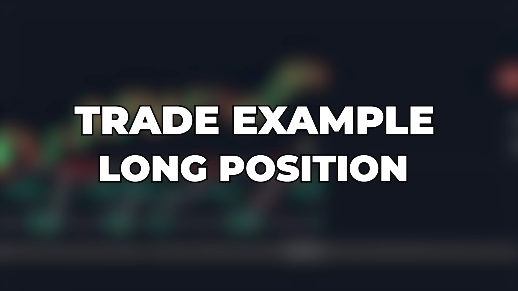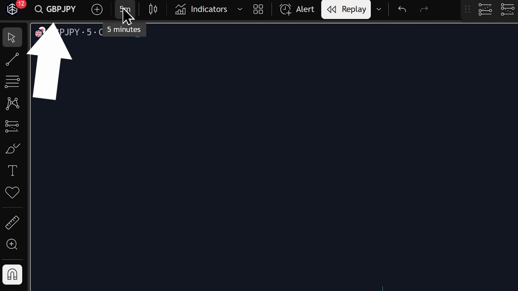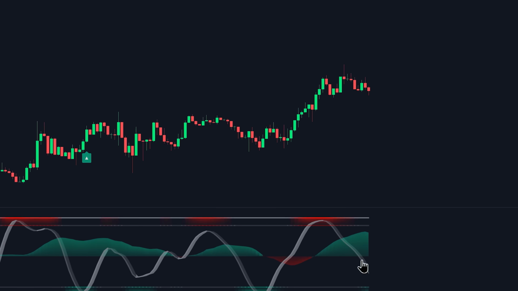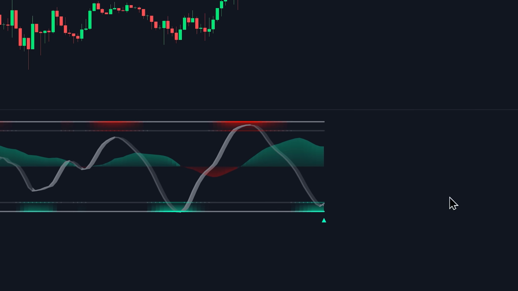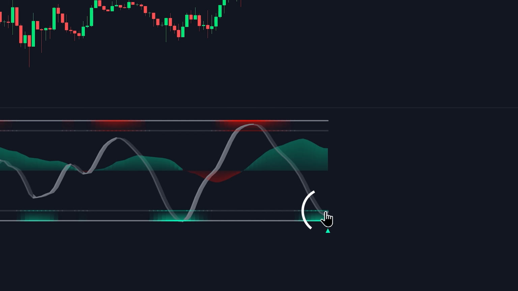For a buy setup on GBPJPY 5 minutes, you want to see the oscillator deep in the negative extreme area first. Ideally, it's below the -2 band, and if it's closer to -2.5, even better, because that tells you the sell-off is getting statistically rare. Then you wait for the short-term oscillator to turn up, meaning it starts rising from that extreme zone.